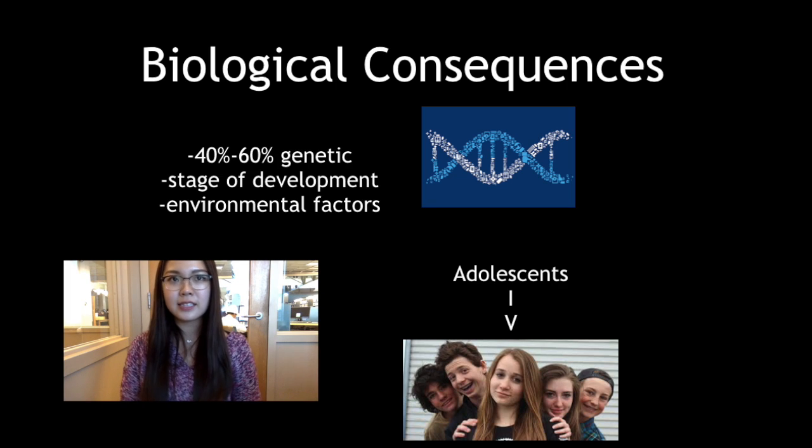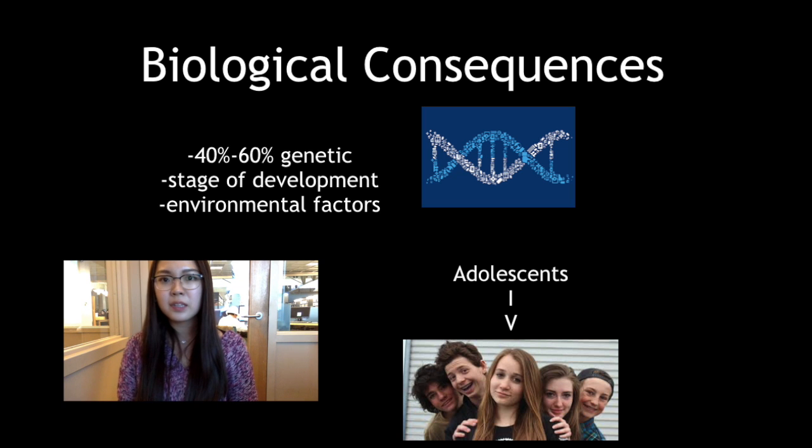Between 40 and 60% of a person's likelihood of becoming addicted to heroin is due to genetic factors. Environmental factors also have a large effect on the function and expression of a person's genes. A person's stage of development and other medical conditions are also factors. Adolescents and people with mental disorders are at a greater risk of drug abuse and addiction than the general population.